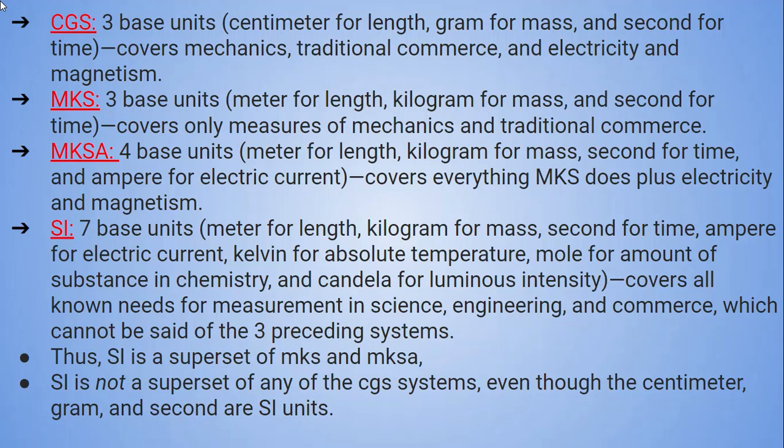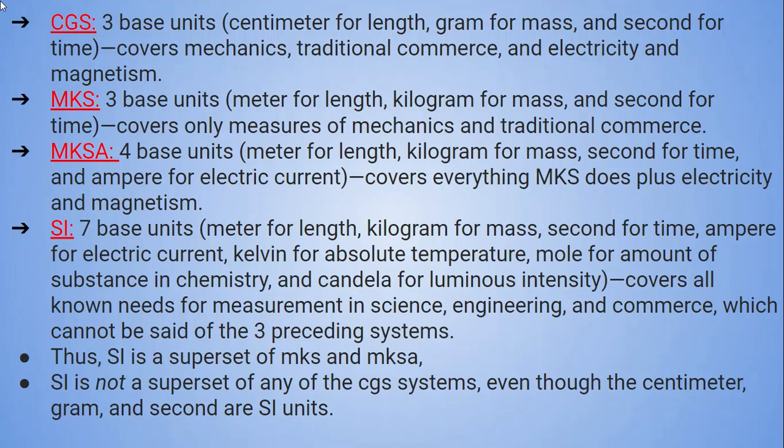This is a new system, but it is the sequence of the MKS system. Only A is added, which has 4 base units: meter for length, kilogram for mass, second for time, and the extra is ampere for electric current. It covers everything of MKS plus electricity and magnetism.